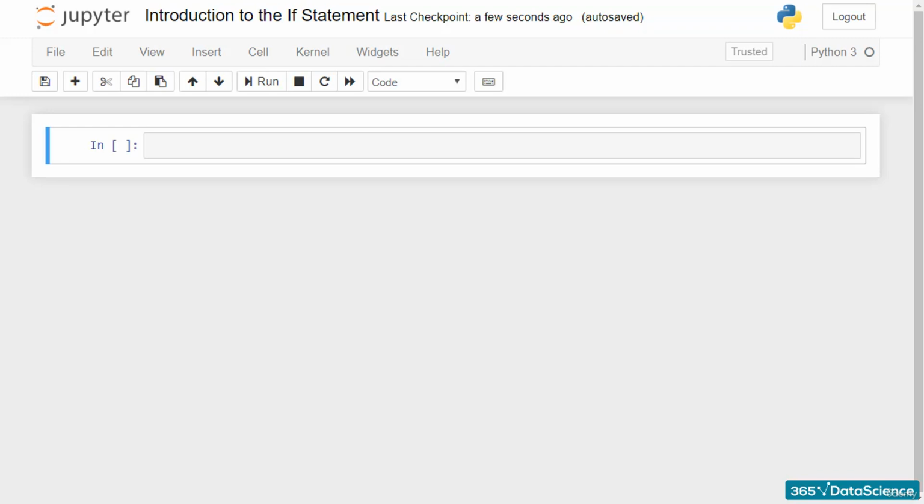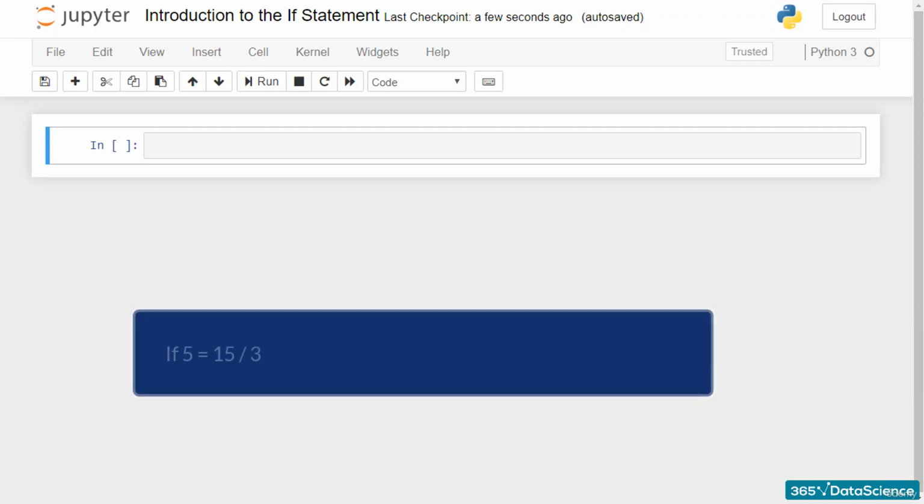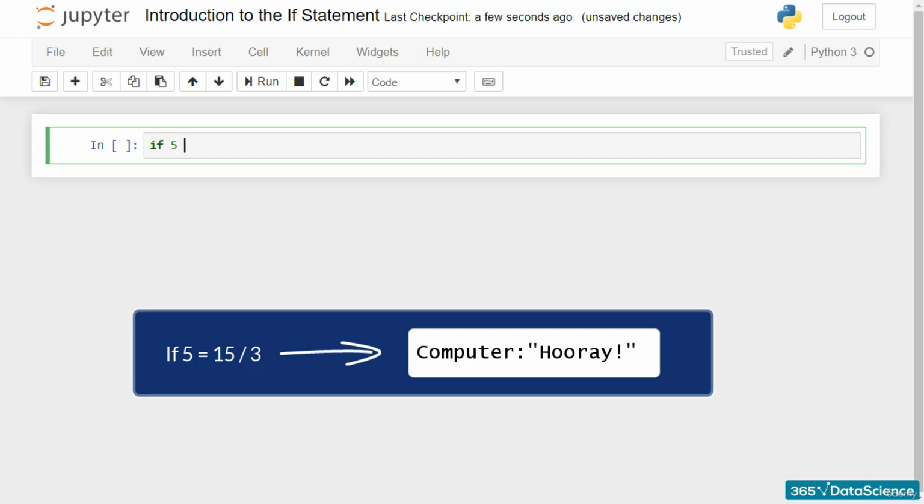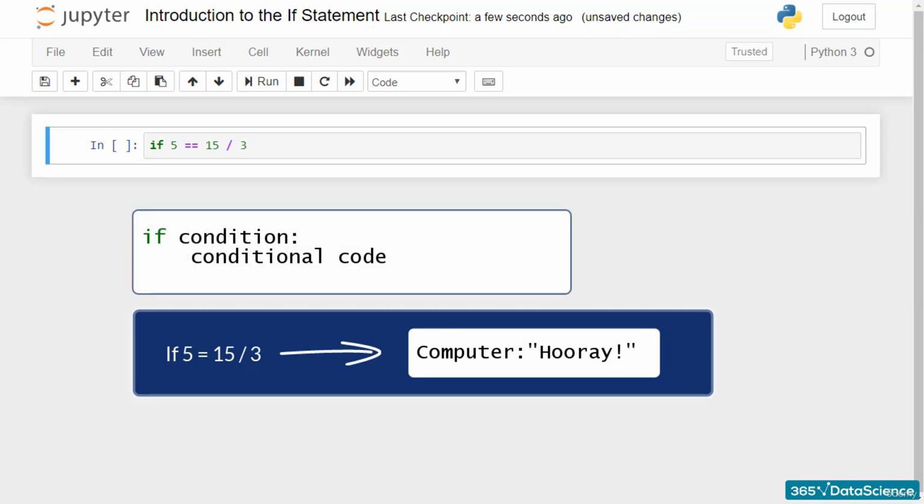What you can use it for is intuitive, but it is very important to learn the syntax. Think of the following. If 5 equals 15 divided by 3, then print hooray. First, don't forget we should use the double equality sign here, because we are checking whether 5 is equal to 15 divided by 3, and we are not assigning the value of 15 divided by 3 to be 5. 5 is not a variable name, it is a number.